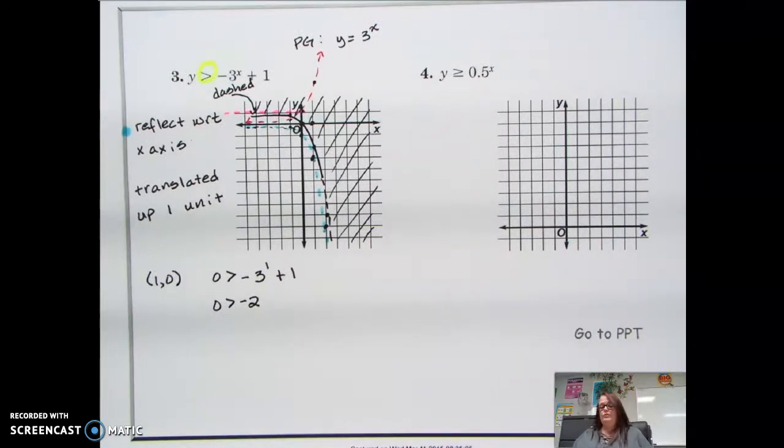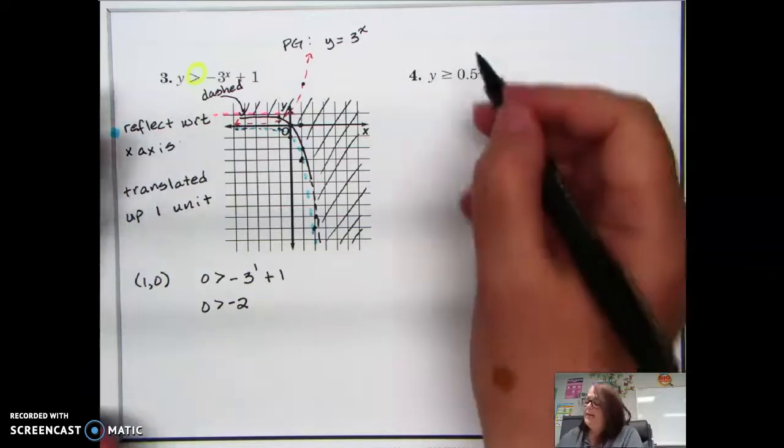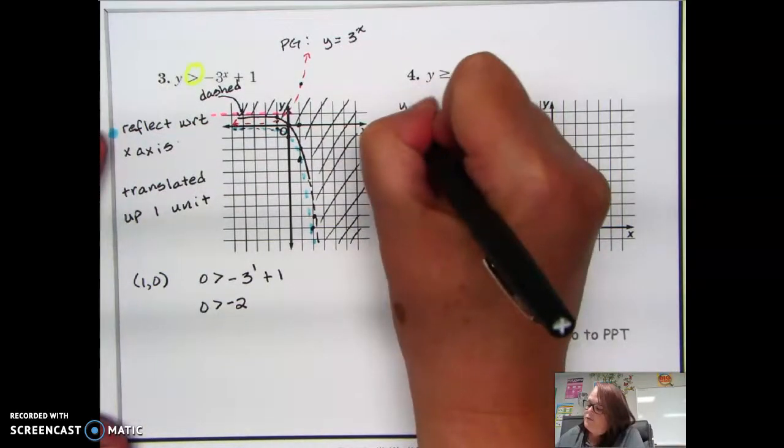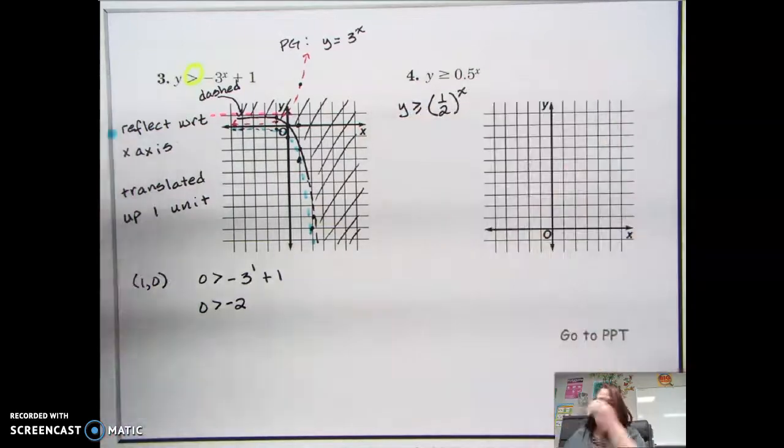Take a look at the graph of number 4 and see what you could do to that 0.5 to make it the graph of something we're more familiar with. Hopefully you recognize 0.5 is fancy for 1/2. So we've actually already graphed this function. It was the parent graph reflected with respect to the y-axis.